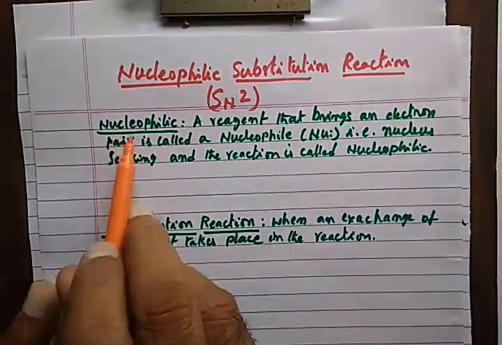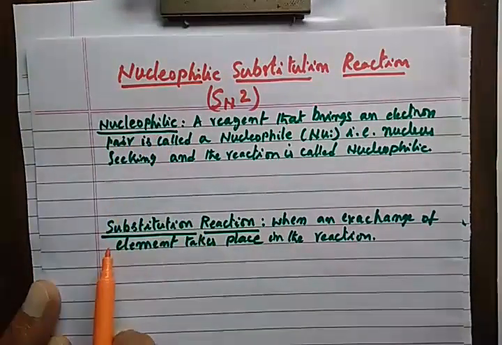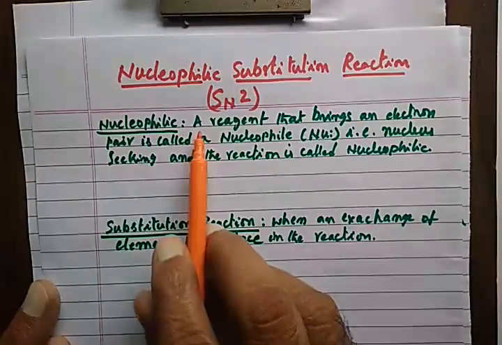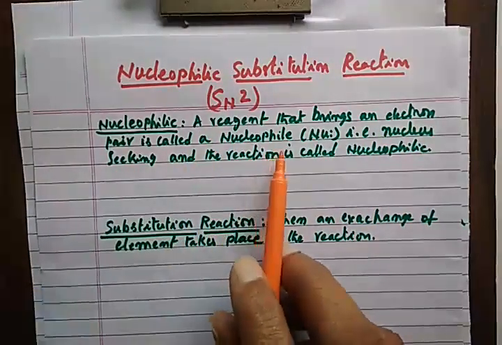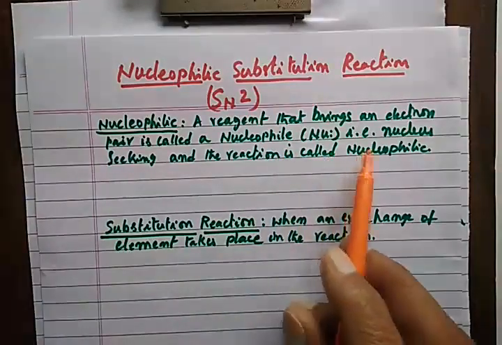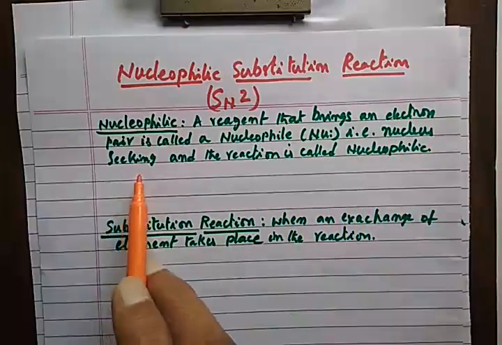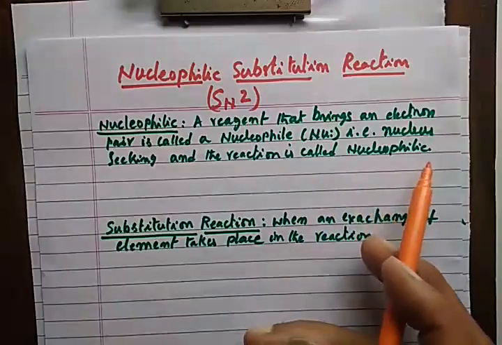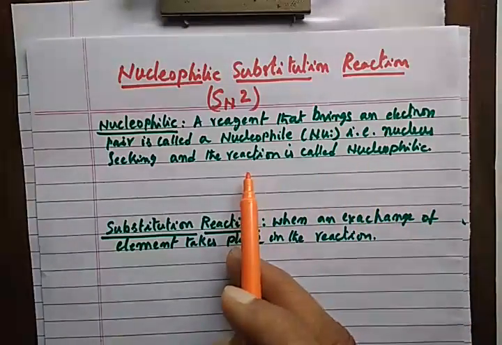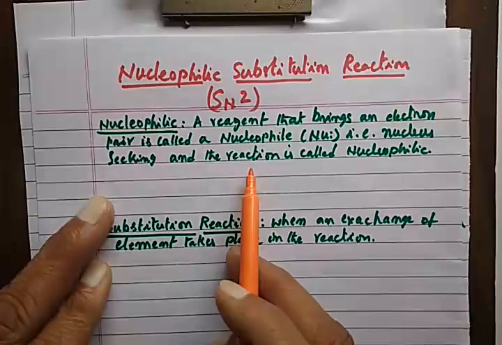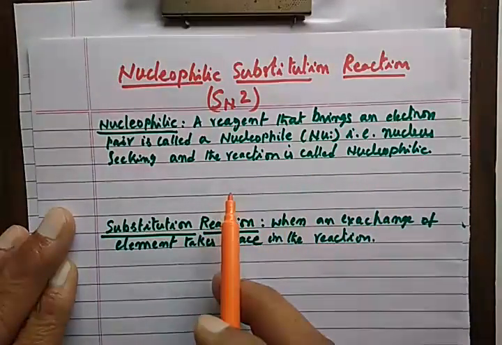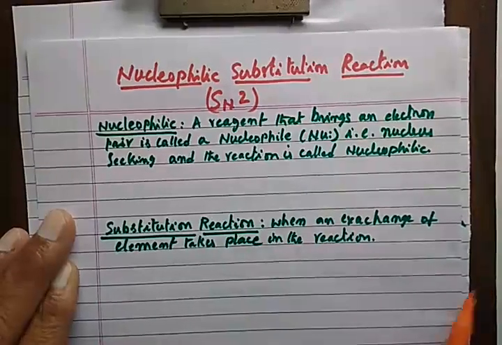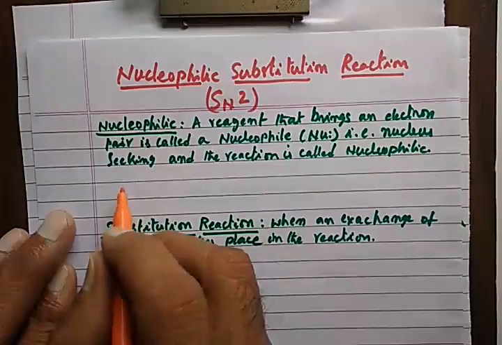One is nucleophilic. That is a reagent that brings an electron pair, called a nucleophile. So that is nucleus seeking, and the reaction is called nucleophilic. So this is negatively charged and it will be looking for a nucleus, positively charged. So this we will understand with an example.